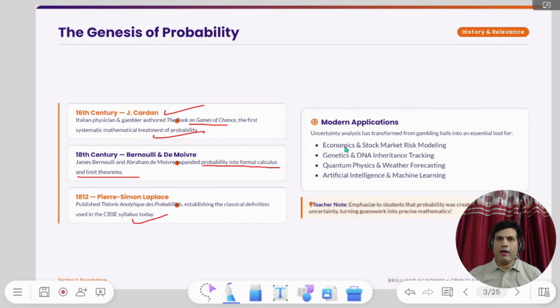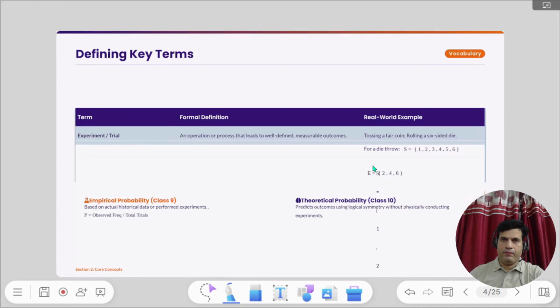What are the modern applications of probability, where we use probability? In this part you will see economic and stock market risk modeling. We will see genetics and DNA inheritance tracking, quantum physics and weather forecasting, and artificial intelligence and machine learning. In these areas we apply probability.